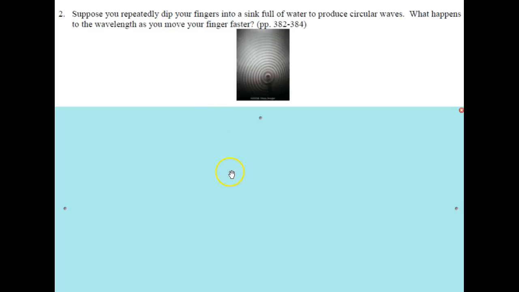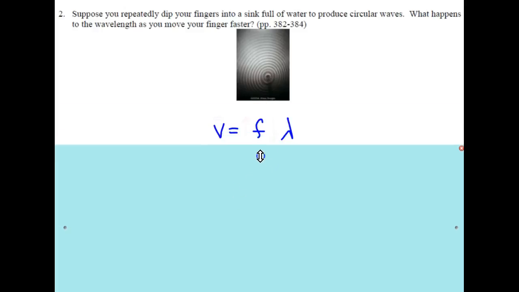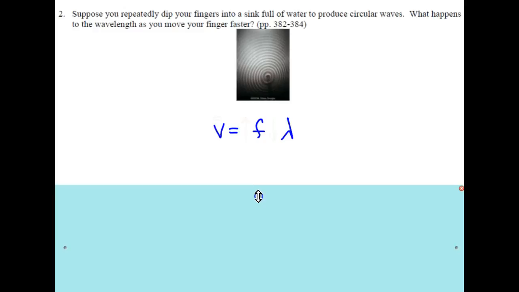For number 2, suppose you repeatedly dip your fingers into a sink full of water to produce circular waves. What happens to the wavelength as you move your finger faster? This is an analysis of the wave equation. And the wave equation, as you learned, is v equals f lambda. It's the equation that relates the speed of the waves, the frequency of the waves, and the wavelength of the waves in the medium in which the waves are moving.